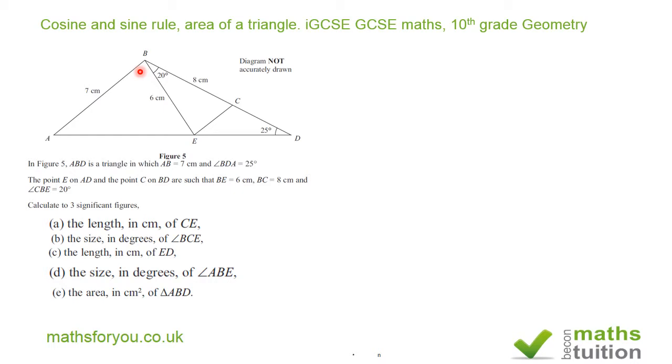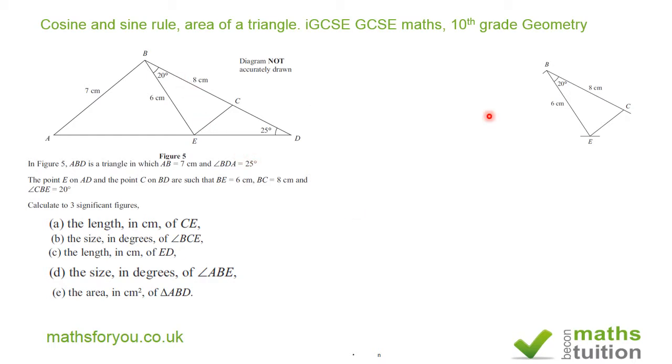And finally, part 5 says the area in centimeter squared of triangle ABD. Triangle ABD is all of these. All that's triangle ABD, so you need to find the area of that one there. Right, moving on.